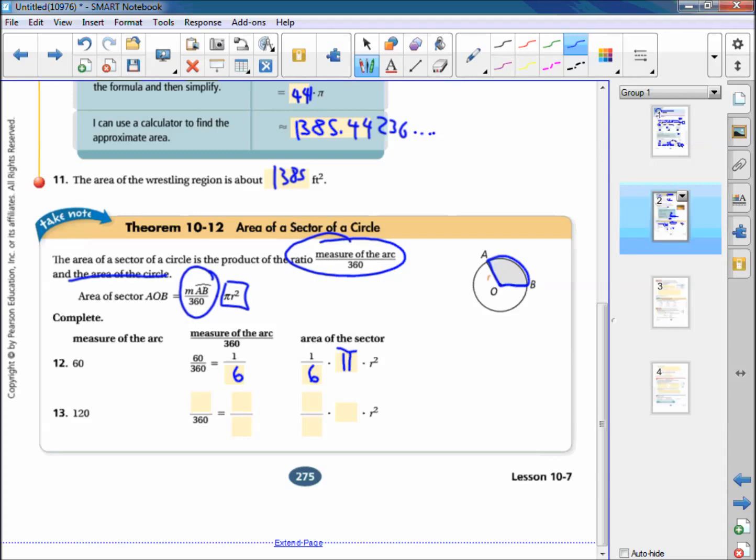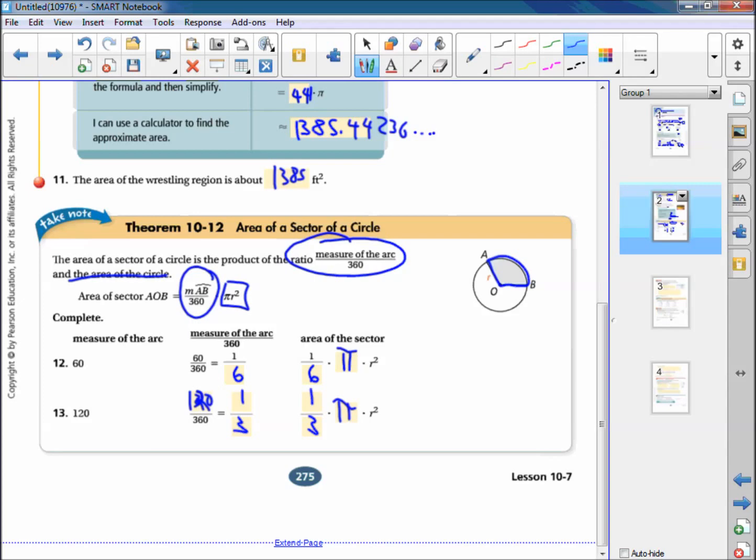If the central angle was 120, or the arc was 120, then this would be 120 over 360, which would give us 1/3 of the circle we want to find the area of. So 1/3 times pi r squared.